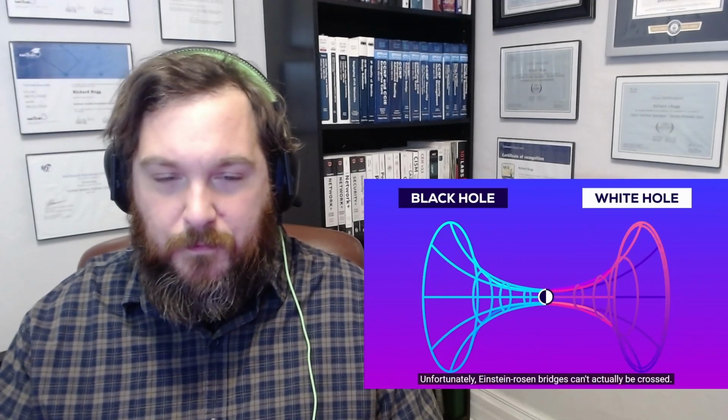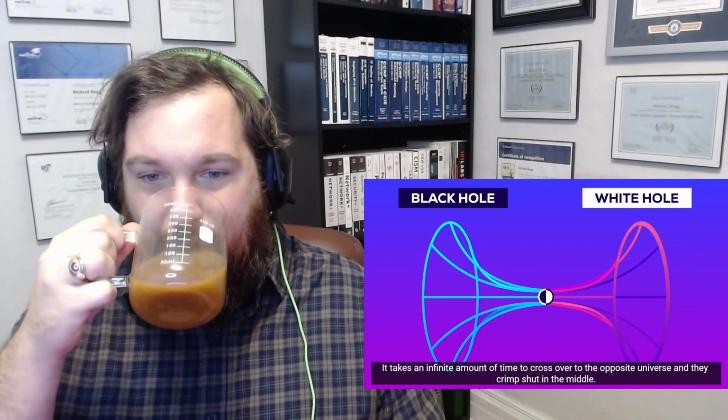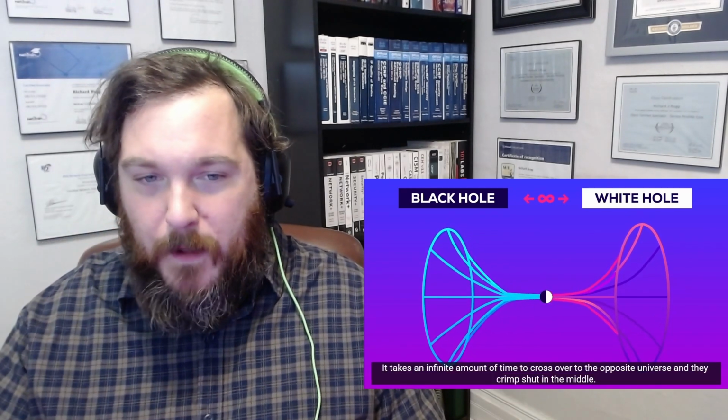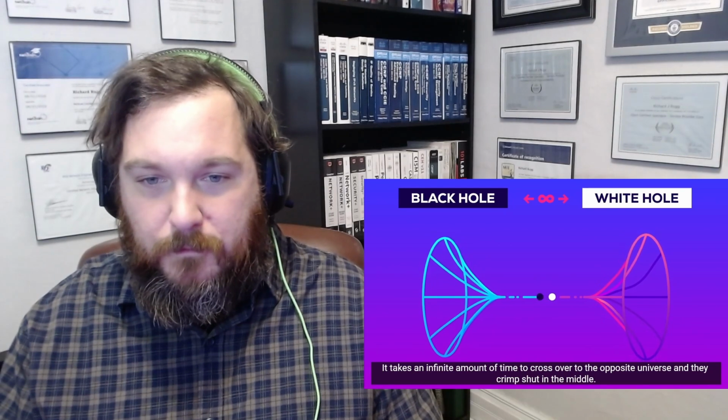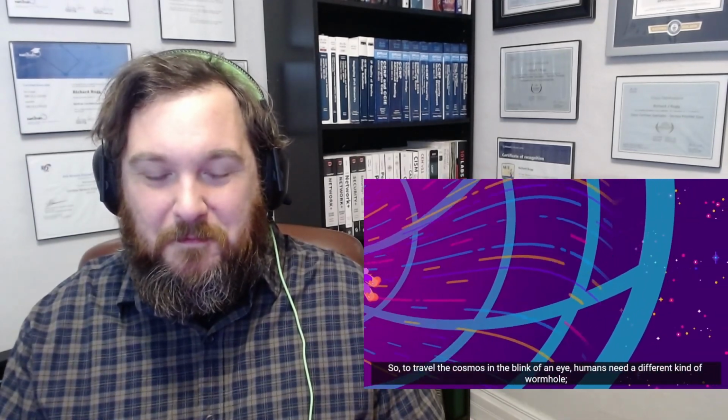This is called a white hole. Unfortunately, Einstein-Rosen bridges can't actually be crossed. It takes an infinite amount of time to cross over to the opposite universe, and they crimp shut in the middle. If you go into a black hole, you won't become the stuff coming out of the white hole. You'll only become dead. So, to travel the cosmos in the blink of an eye, humans need a different kind of wormhole, a traversable wormhole.